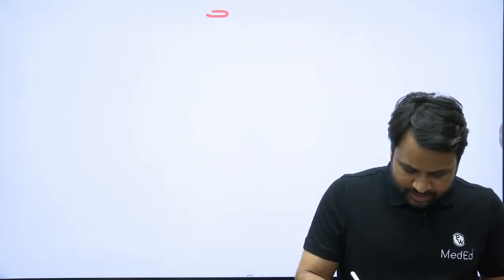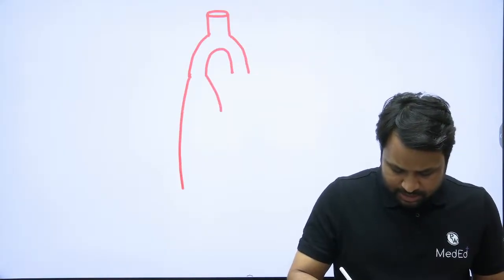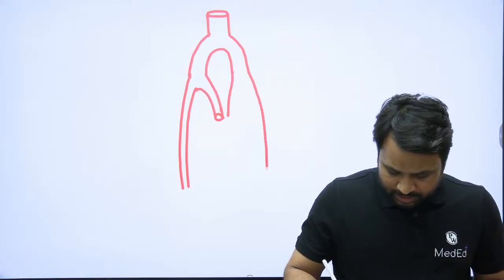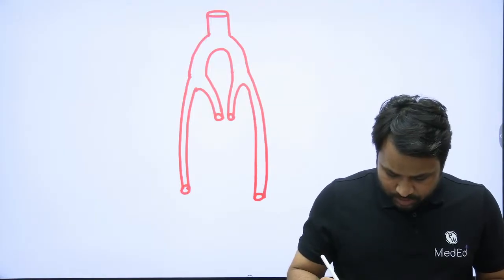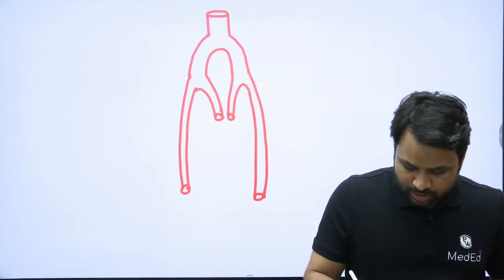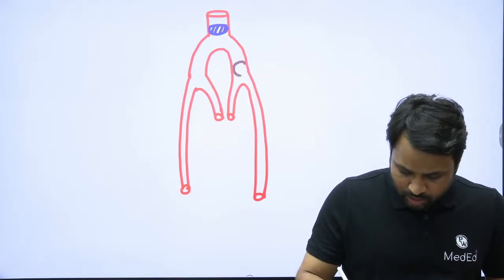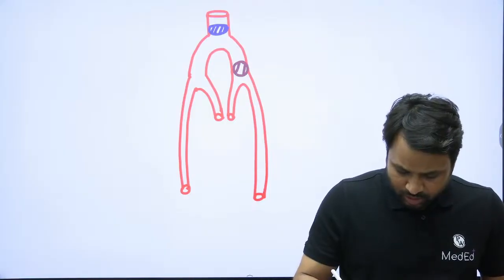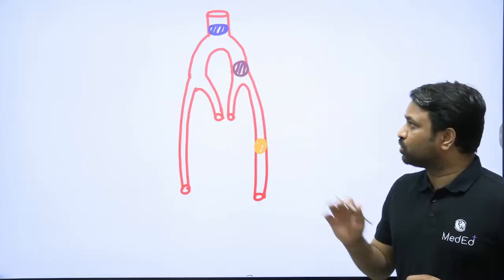For example, if this is the aorta, this is the aorto-iliac junction, this is the common iliac, this is the internal iliac, and this happens to be the external iliac. Based upon the level of occlusion, where will the patient have pain? There are three levels of occlusion we'll talk about. Number one is the aorto-iliac occlusion. Number two is the iliac occlusion. The last is the femoropopliteal occlusion, which is here.